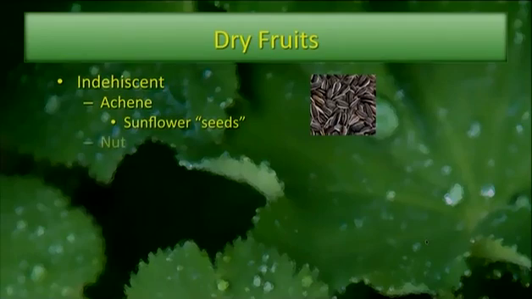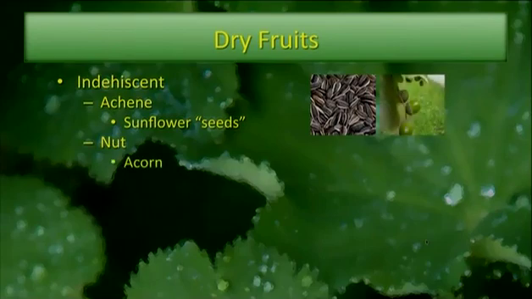Another kind of indehiscent dry fruit is a nut. It's a one-seeded fruit that's similar to achenes, except they're larger and tend to be sturdier. Acorns are an example of the nuts. Things like walnuts, almonds, Brazil nuts, they're not truly nuts, just like strawberries and raspberries and mulberries are not really berries, although blueberries are berries.